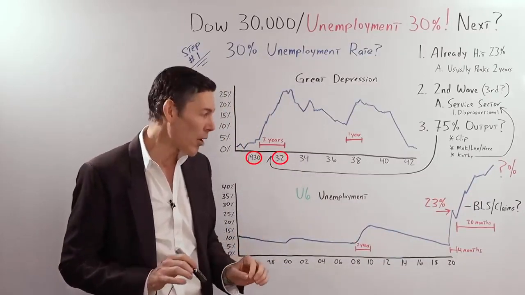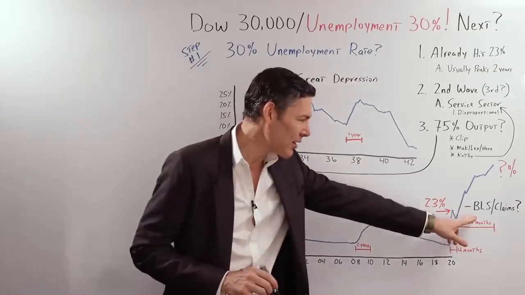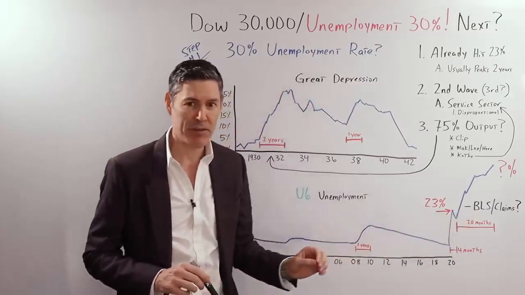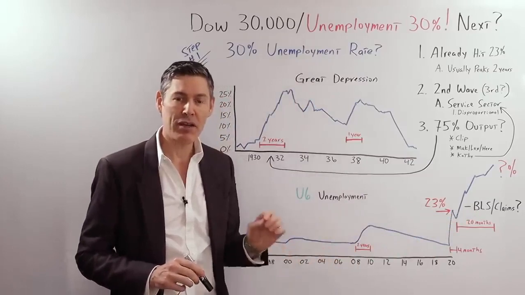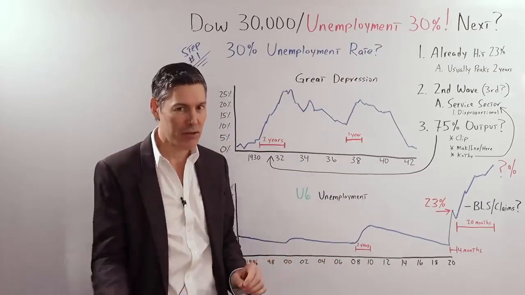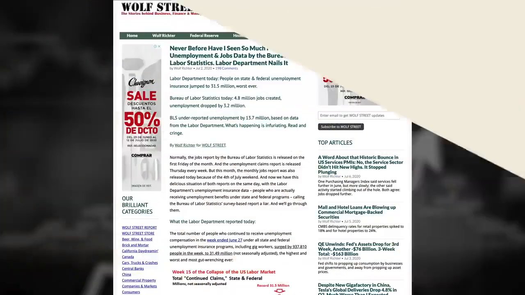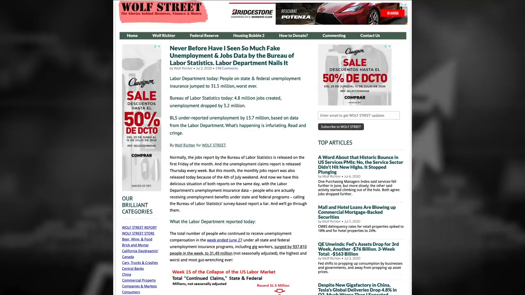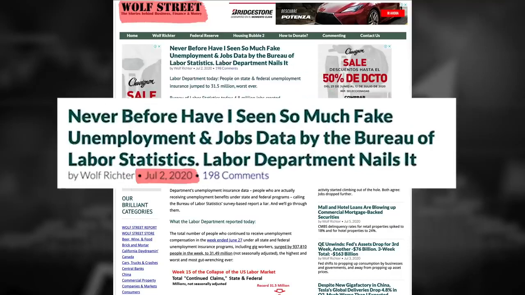But another thing I want to point out is the discrepancy with the BLS numbers and the unemployment claims. To dive into that, let's go straight to the internet. And this is from wolfstreet.com. Very cool website if you guys haven't checked it out. This is a blog post from July 2nd.